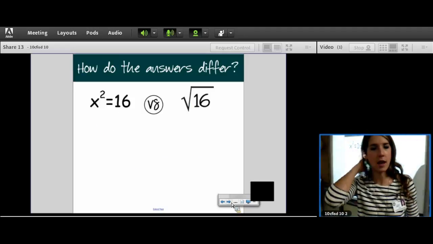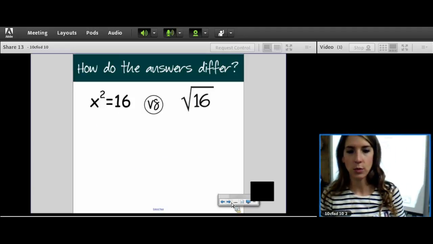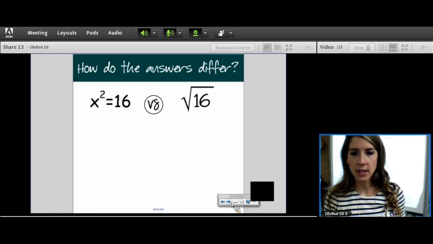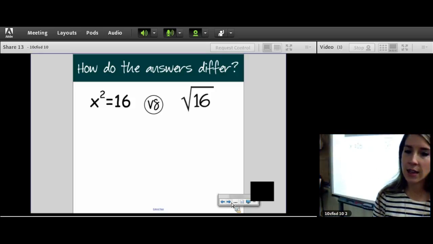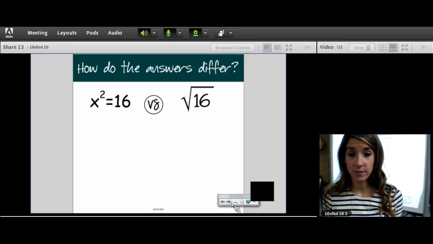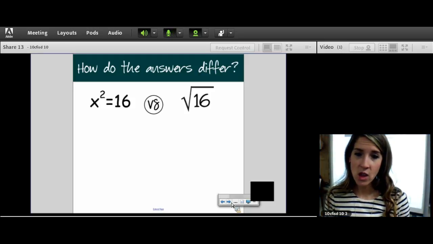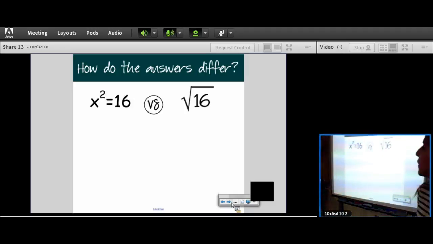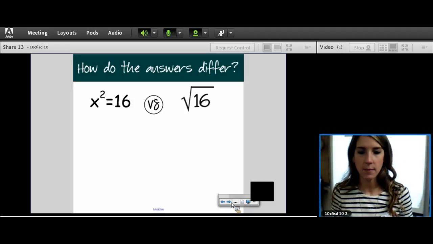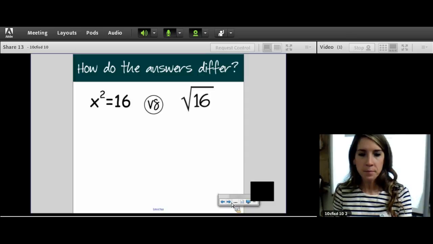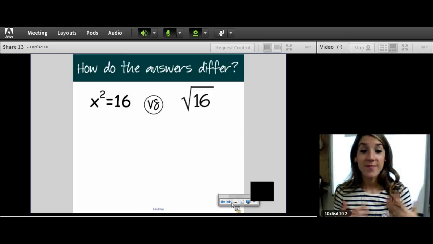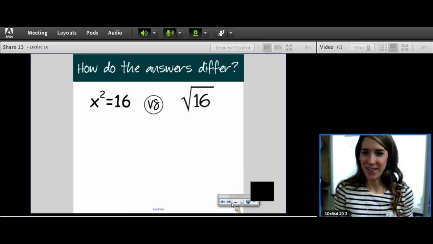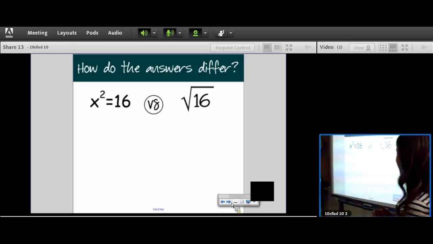Okay, I kind of want to compare and contrast these two real quick. So I want you to write down x squared equals 16 and square root of 15. They actually have different answers, believe it or not. So how do you solve that first one? X squared equals 16. How do you solve it? You just said the answer, but yeah.